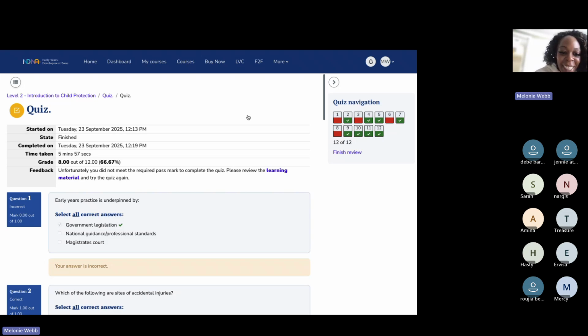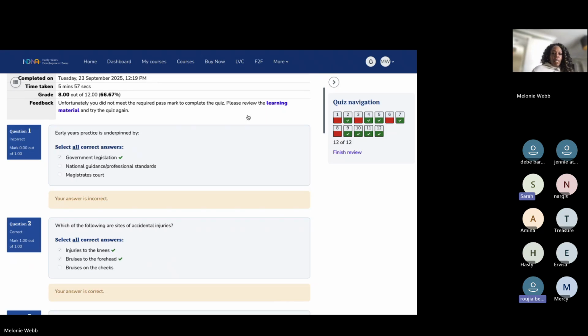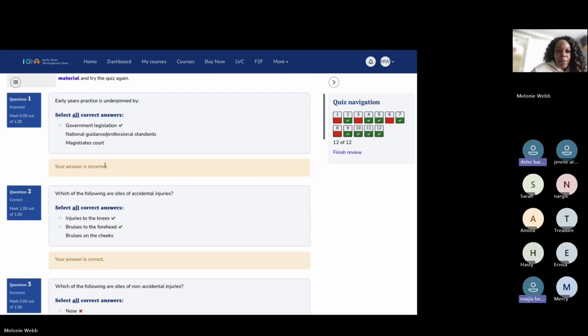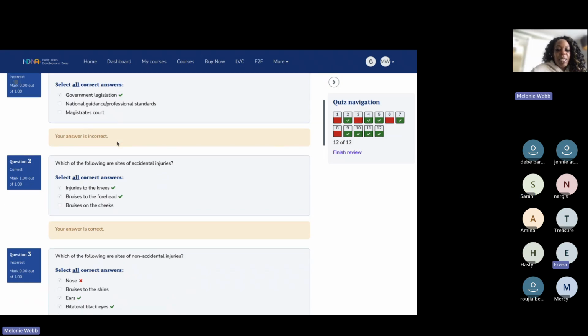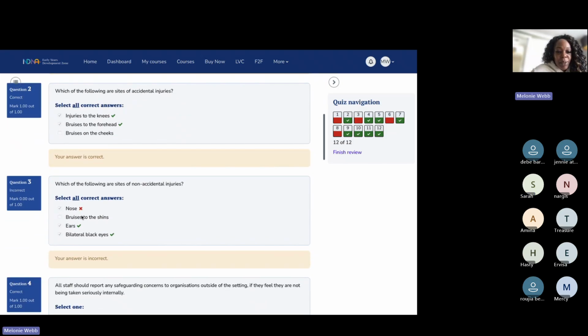How come? I think that would be the national guidance. Look, it's the actual, because we've ticked the right thing. There's something going on with this quiz itself, because we've ticked government legislation and that is the correct answer, but it says it's incorrect. Maybe you need to tick more. I think the national guidance, yeah. National guidance we missed.